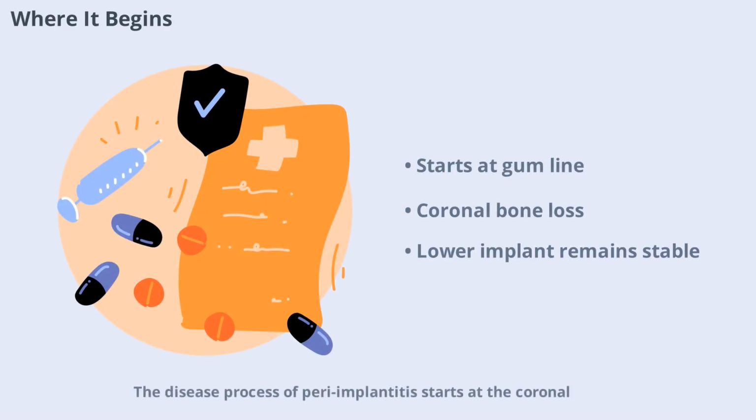The disease process of peri-implantitis starts at the coronal, or upper, portion of the dental implant. This is the area closest to the gum line and is most exposed to bacteria and other irritants. As the condition progresses, the bone loss moves downward, but the lower part of the implant often remains attached to the bone for some time. This unique pattern of bone loss is a key feature of peri-implantitis and helps differentiate it from other implant complications.